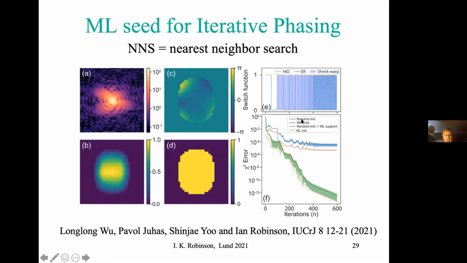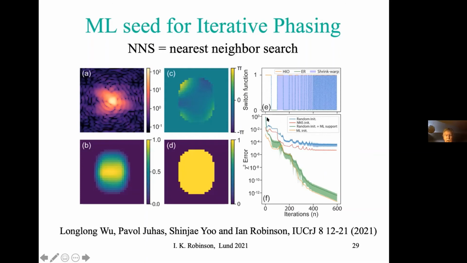One of the referees suggested we should look at this other computational method called the nearest neighbor search, and we did that. And the nearest neighbor search improves things somewhat, half an order of magnitude or so, but still doesn't come anywhere as close as using the machine learning.